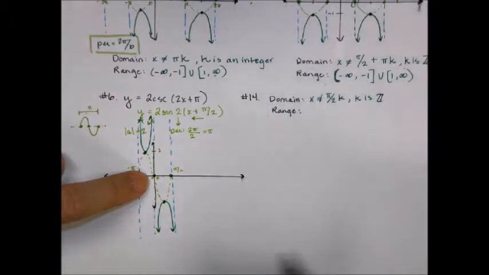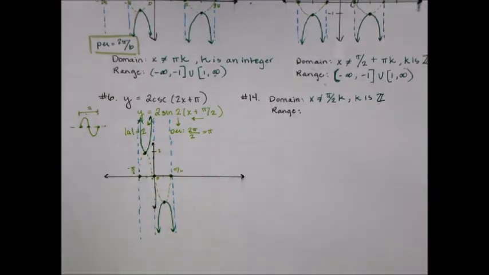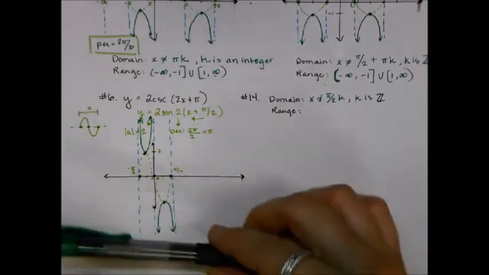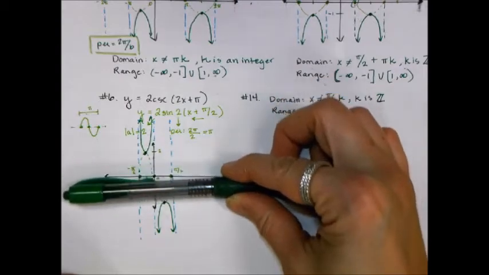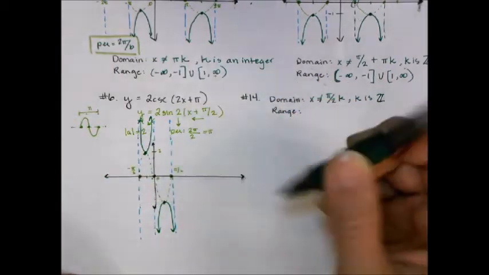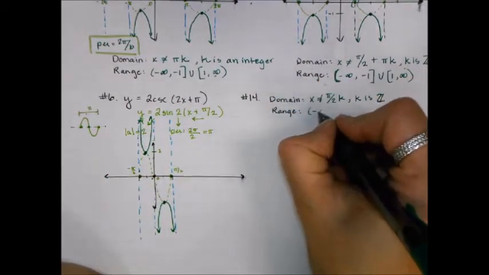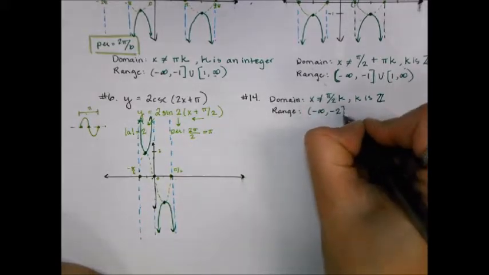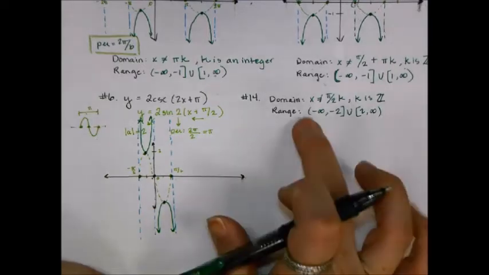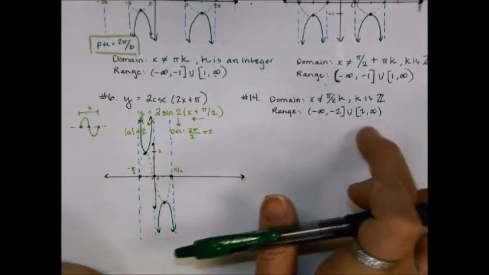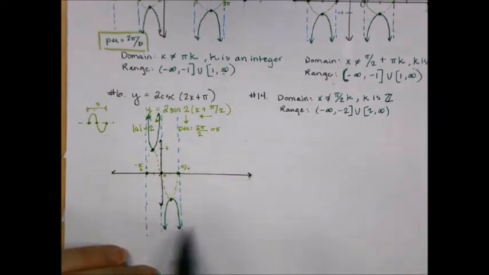Okay. For the range, very similar to last time. So we're looking bottom to top. You'll notice that we don't want to include any values between -2 and 2. So my range will be -infinity to -2 and 2 to infinity. You always want to start with your smallest value and work your way up here. So -infinity up to -2, 2 up to infinity.